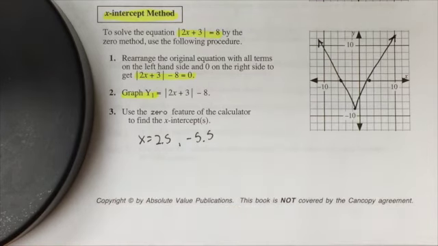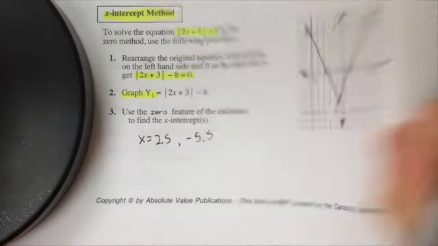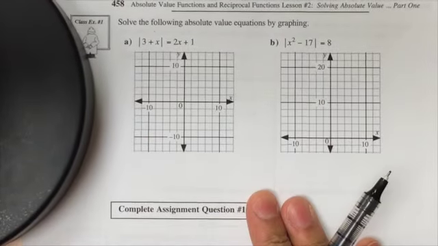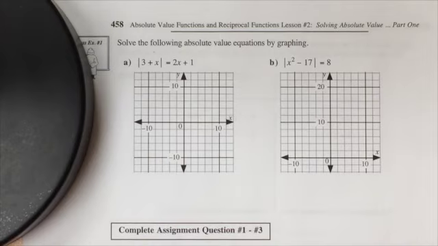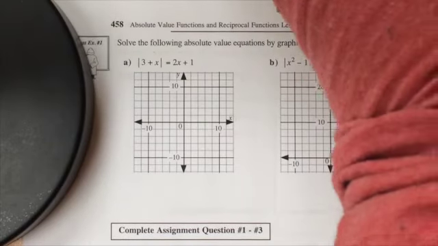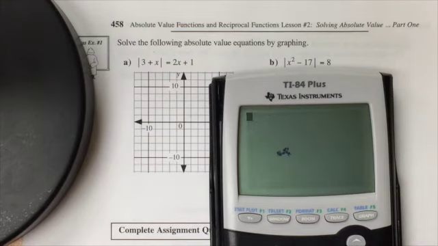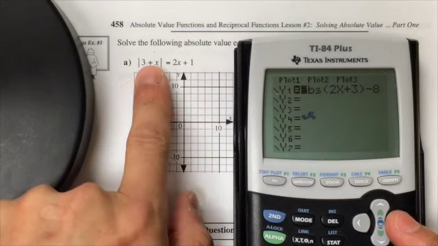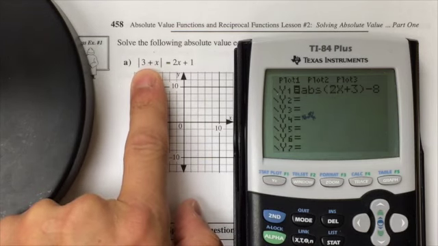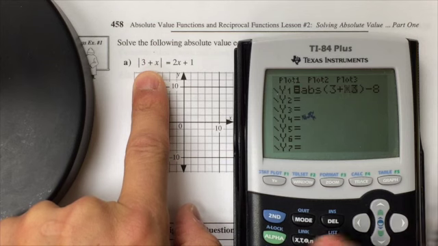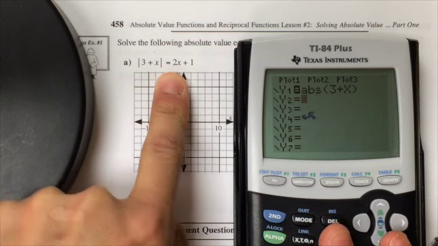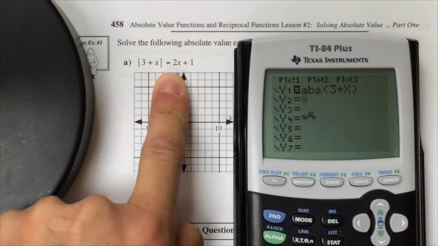Okay, so that's pretty straightforward, using the graphing calculator to solve these equations. Now what we want to do is just a couple more examples. So again, we're doing this on the calculator, and all I'm going to do is go to my y equals again and type this equation in. So I have the absolute value of 3 plus x, and I am going to use my intersection method.